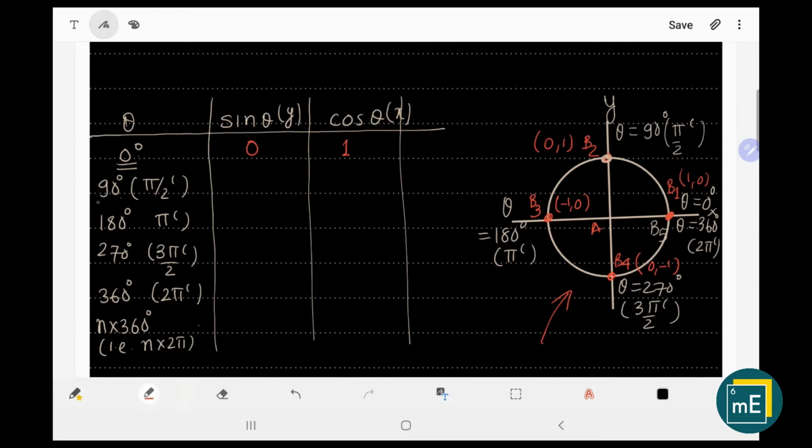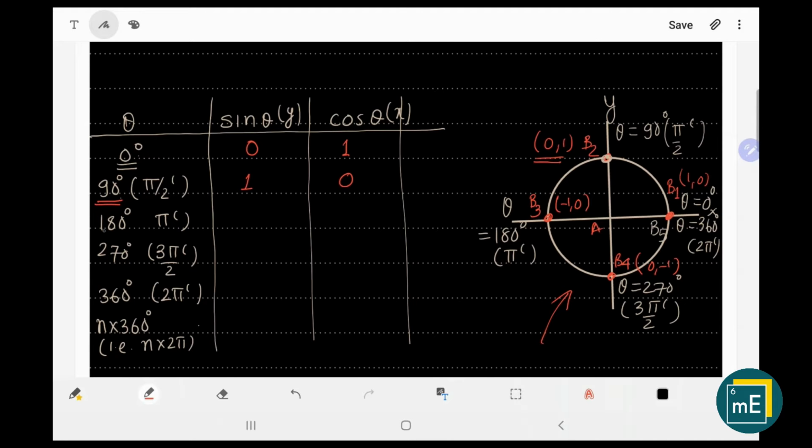Now, if we go to theta equals 90 degrees, that means point B is in position B2, which is lying on the positive y-axis, and its coordinates can be given by (0, 1). That means cos theta is 0, which is nothing but the x coordinate, and sine theta is equal to 1, which is nothing but the y coordinate.